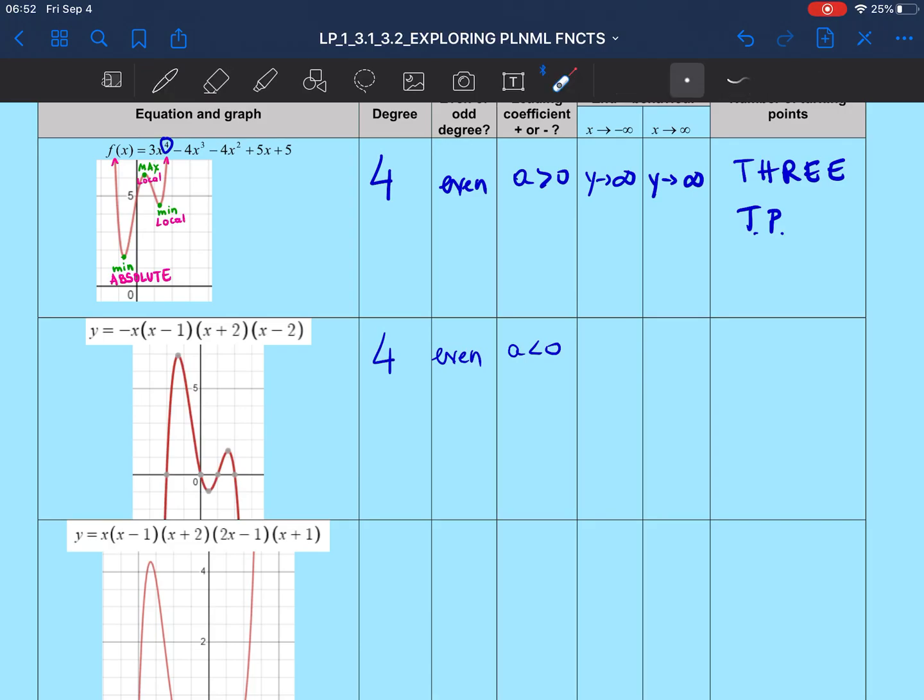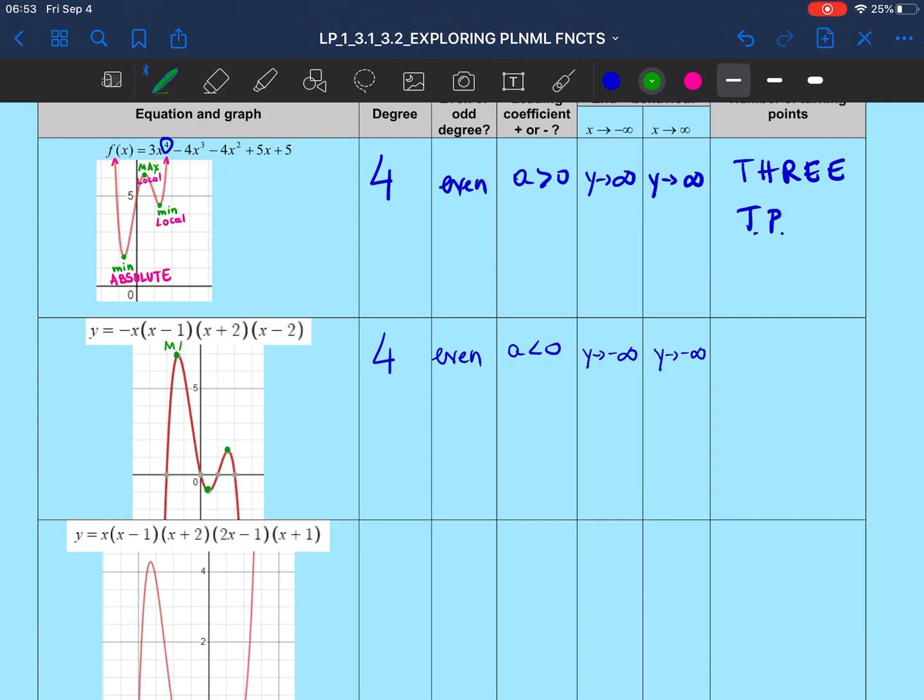Now let's take a look at the end behavior. As x approaches negative infinity, the values of y will go towards negative infinity. So y approaches negative infinity. As x approaches positive infinity, the values of y will approach negative infinity. So y approaches negative infinity. When it comes to turning points, we can mark 1, 2, 3 turning points. So a fourth degree function, 3 turning points.